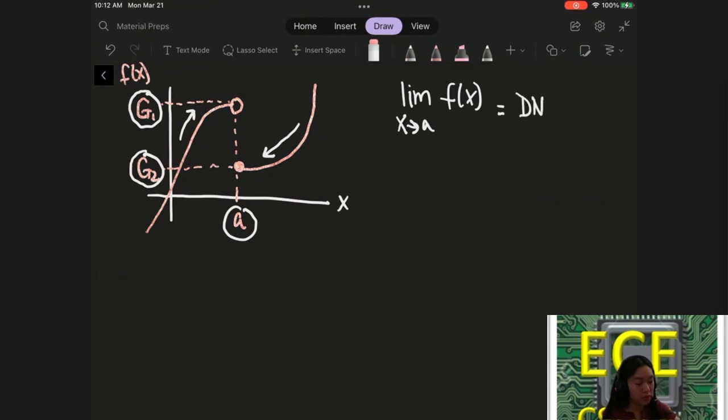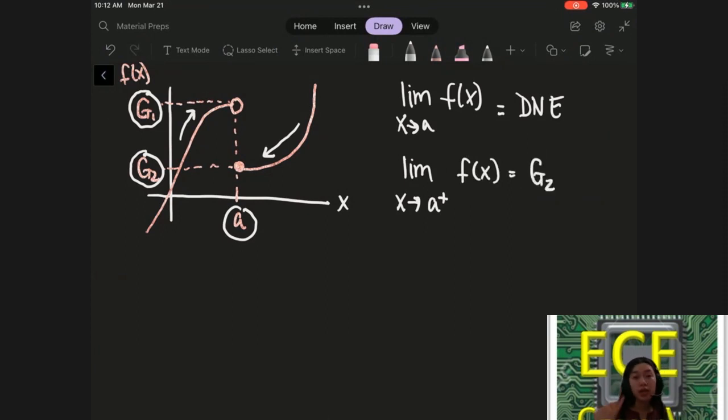Does not exist. However, let's say we take the limit as x approaches A, but from the right-hand side of this function. This equals G2 because we're only looking at the right-hand side. And similarly, for the left-hand side, x approaches A minus of f of x, this equals G1 because we're only looking at the left-hand side. So if we were looking at both sides, the limit would not exist because it's not converging. But if we were just doing one-sided limits, then the limit exists.